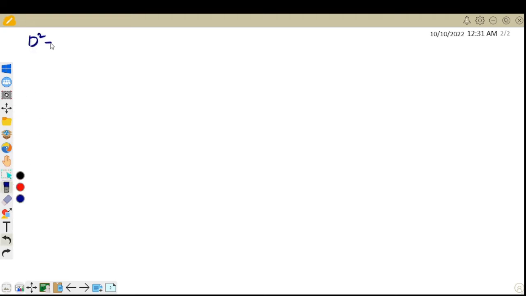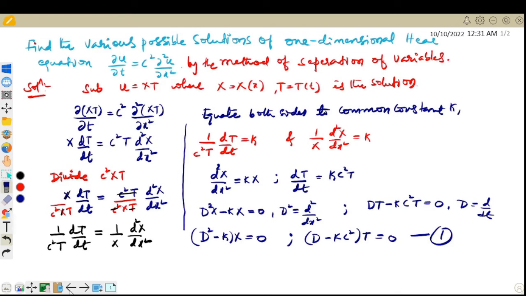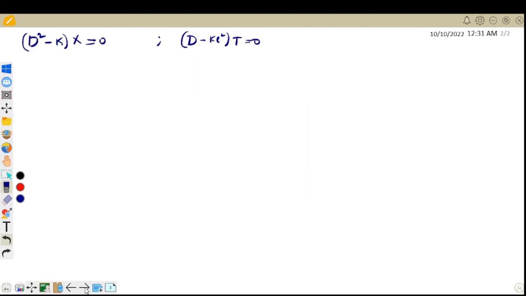D square minus k into x equal to 0, and d minus k c square into t equal to 0. Just check once again. D square minus k, d square minus k c square, d minus k c square. Okay, so we have various possible solutions. So we need to take k value as 0, positive and negative.